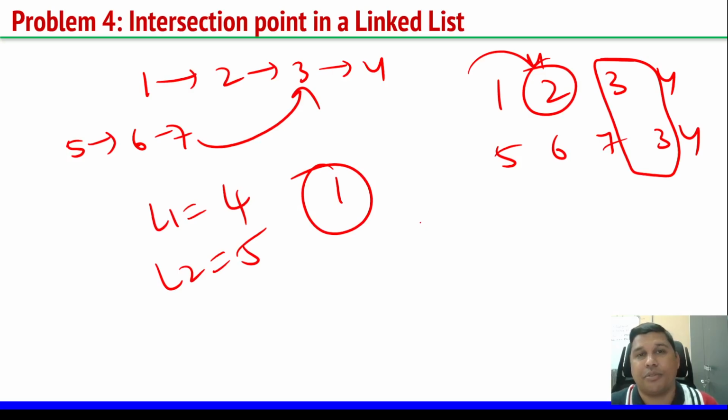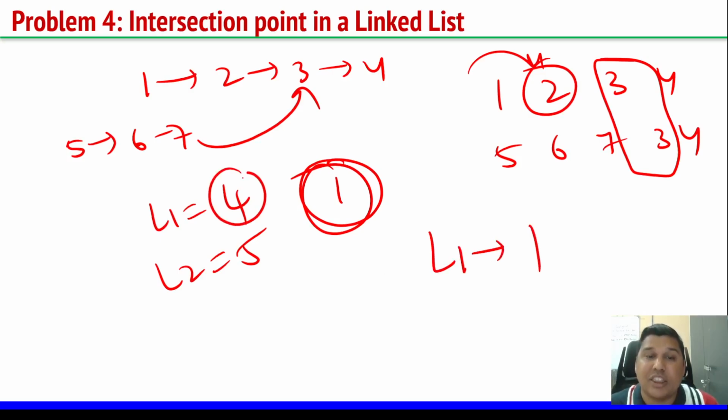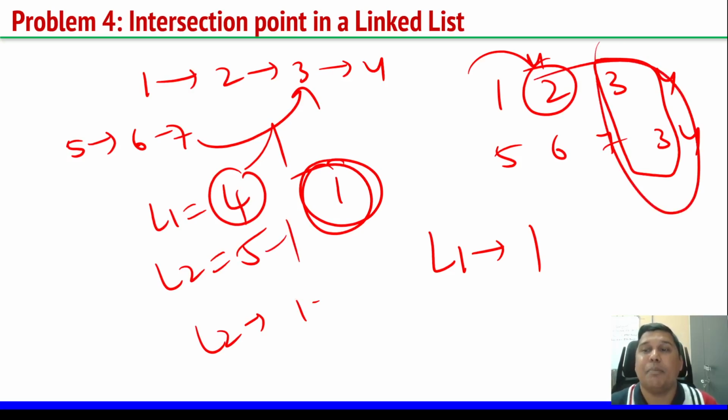No, right? If you find out the difference of L1 and L2, we have reached here, is that the answer? No. When you find out the difference, that difference you subtract. L1 length minus 1 you do, L2 length minus 1 you do, right? 5 minus 1, 4 minus 1, that point is the meeting point.